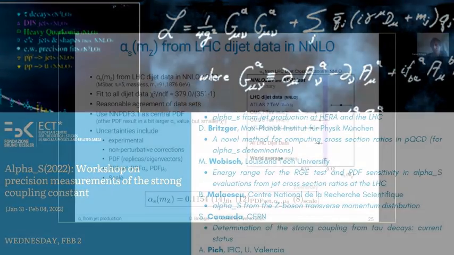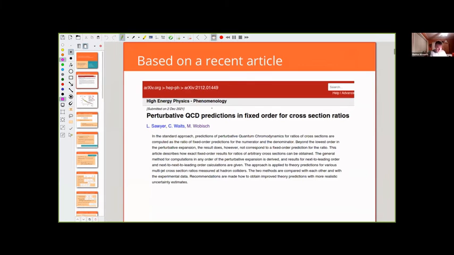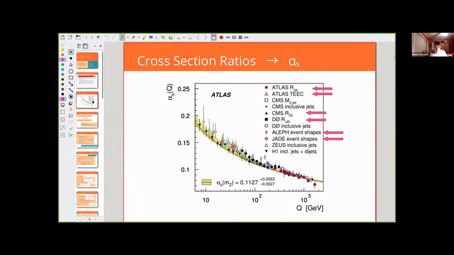...to it, because we include the PDF uncertainties here, and this is exactly, so we add our data to the NNPDF. This is from the recently published article that you can find on the arXiv here. And the whole discussion is only about ratios. However, you see in this figure here, ratios play an important role in alpha S determinations. And that's why it applies to this workshop.